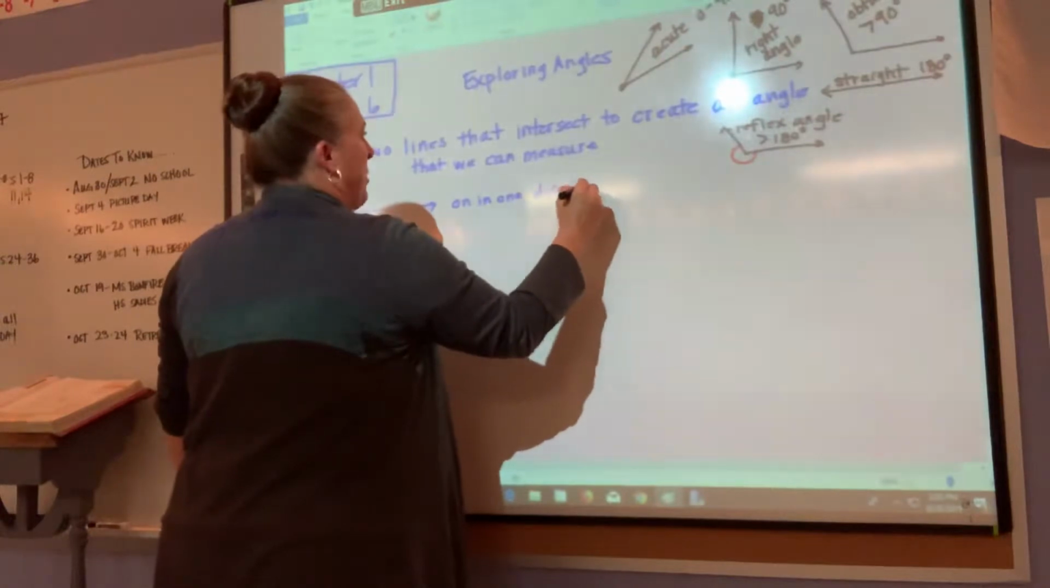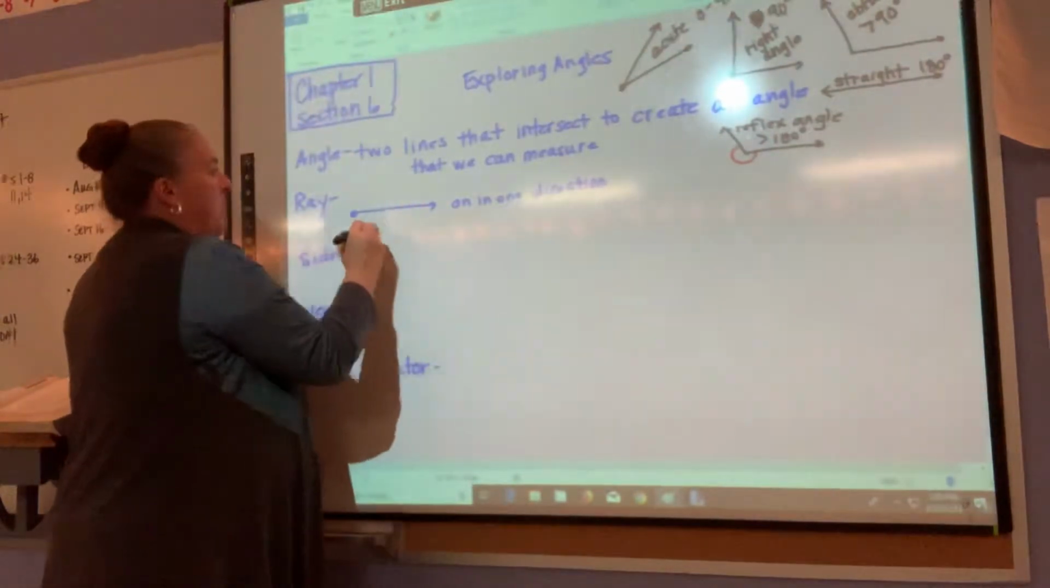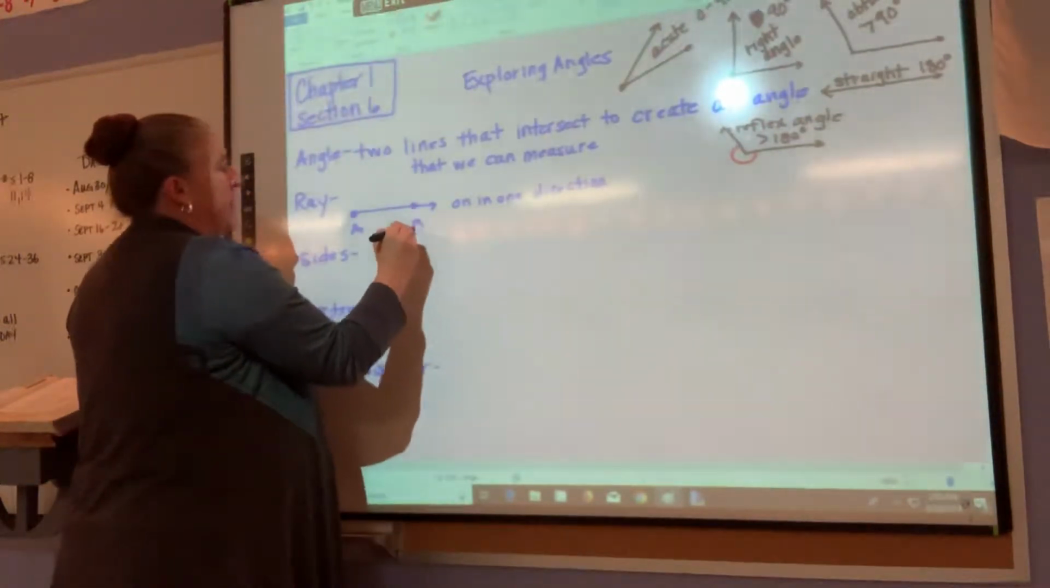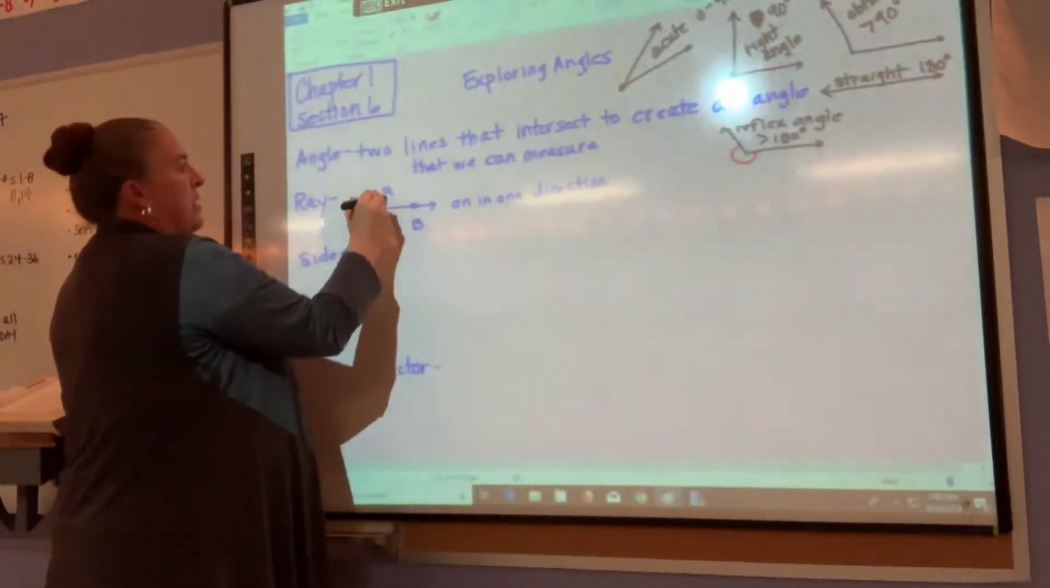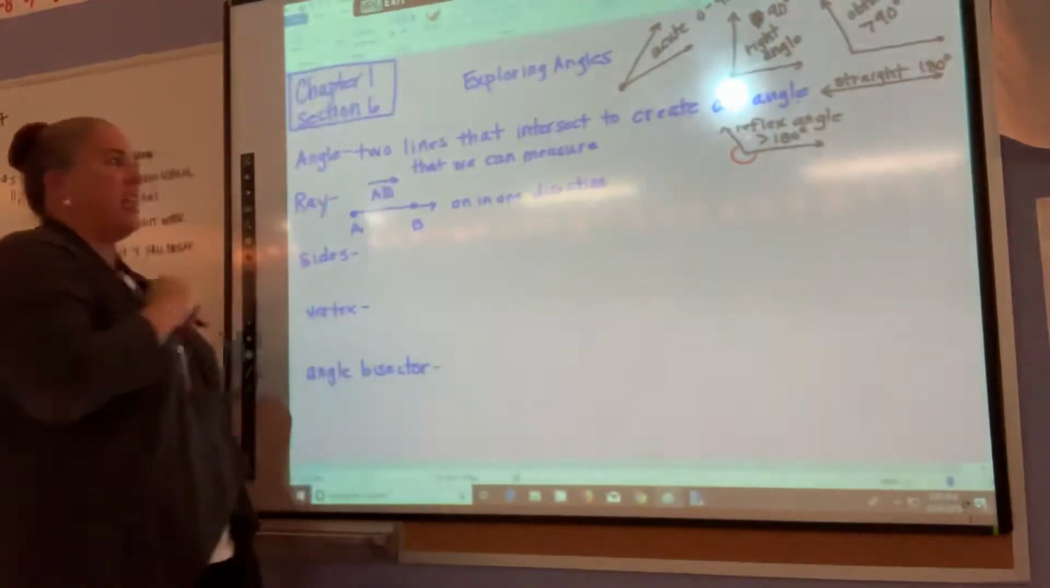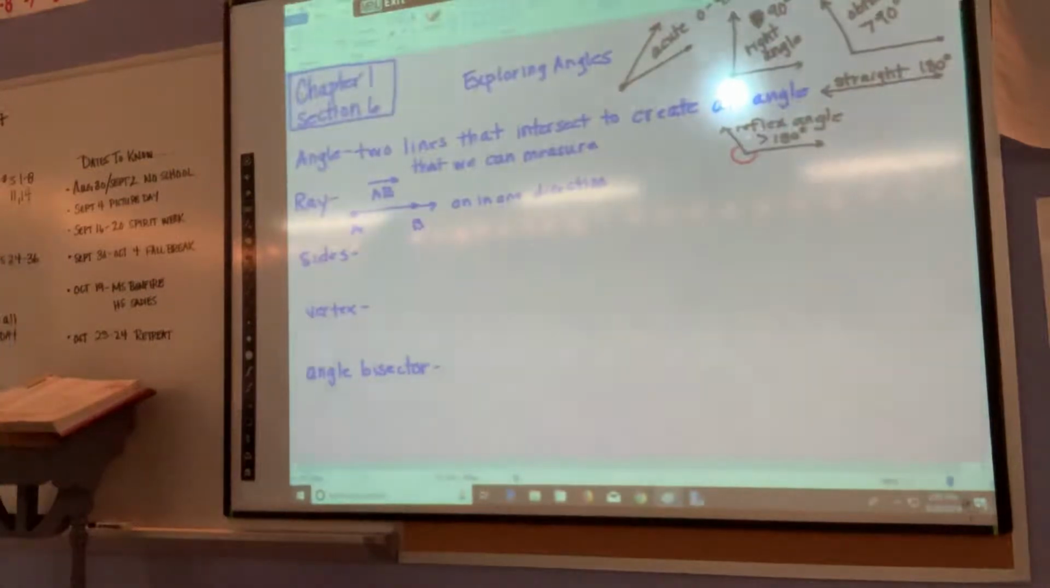Again, how you label things, highly important. If this is ray AB, then if I'm going to write it, I'm going to say AB, and it looks like this. It is going to point in the same direction. I have to list it exactly how it looks if I'm going to have it on the line. It's got to be perfect.